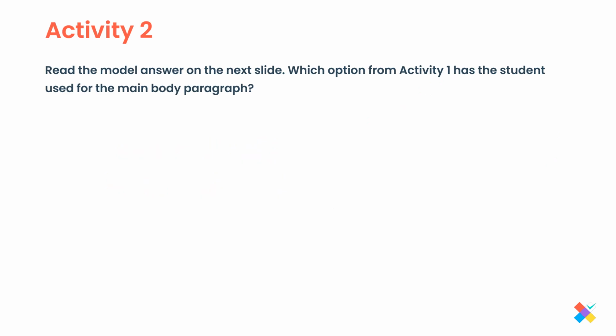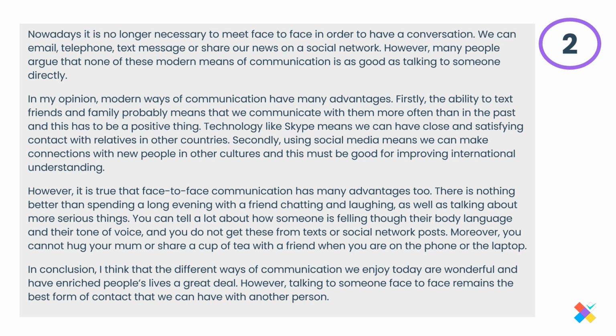So you're going to read the model answer on the next slide. And after that, you have to decide which option from activity one the student has used for the main body paragraphs, which structure. I'm going to give you 2 minutes for this one. I know you were used to 5 minutes or so, but we're going to speed up a little bit because this is lesson number 10. You know the drill. So you also have to learn how to manage your time. Good luck with this one.